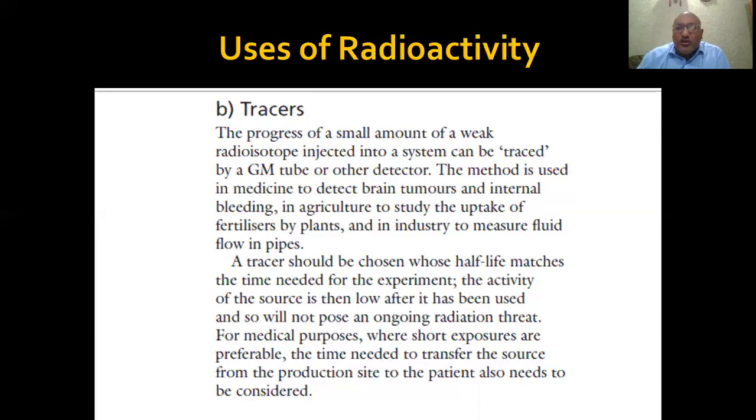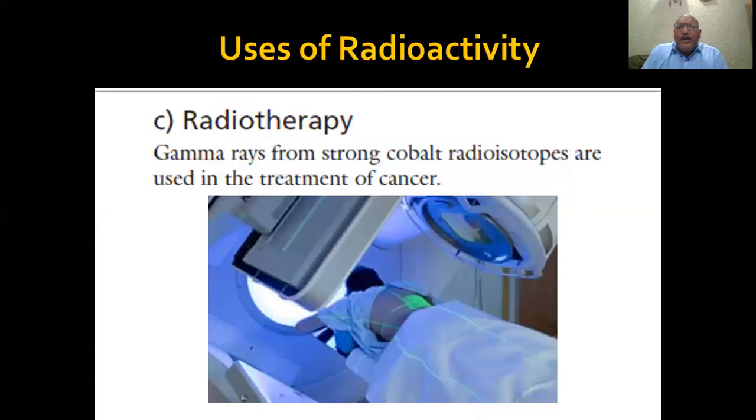So, okay, radiotherapy: you must have studied in your electromagnetic spectrum chapter also that we use gamma rays, and we focus the gamma rays on that part of the body where we have cancer. And when we focus gamma rays on a single point, those cancer cells are killed. So gamma rays from strong cobalt radioisotopes are used in the treatment of cancer.